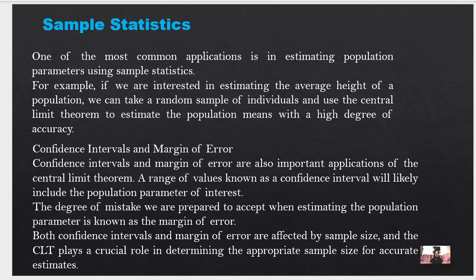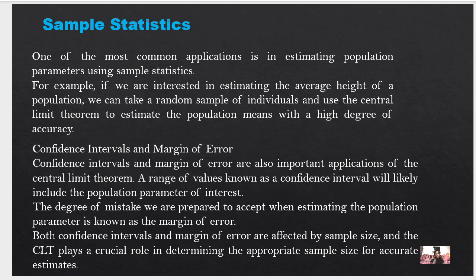Next is sample statistics. One of the applications in estimating the population parameters is the sample statistics. For example, if you are interested in estimating the average height of the population, we can take random samples, collect the data from random individuals, and use the data in the CLT to estimate the population mean with a higher degree of accuracy.